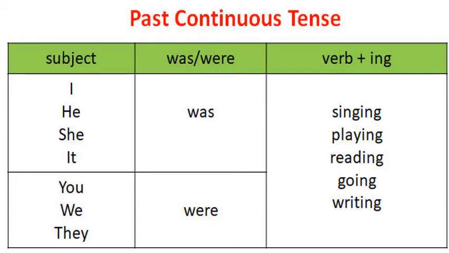Now, what do we do with the verb? To the original verb, to the base form of the verb, we should add the ing part. Like sing would become singing, play would become playing, reading, going, and writing. Thus, we can form such sentences like I was playing, he was singing, she was reading, it was playing. You were writing. We were going. They were reading. Such examples would be appropriate.